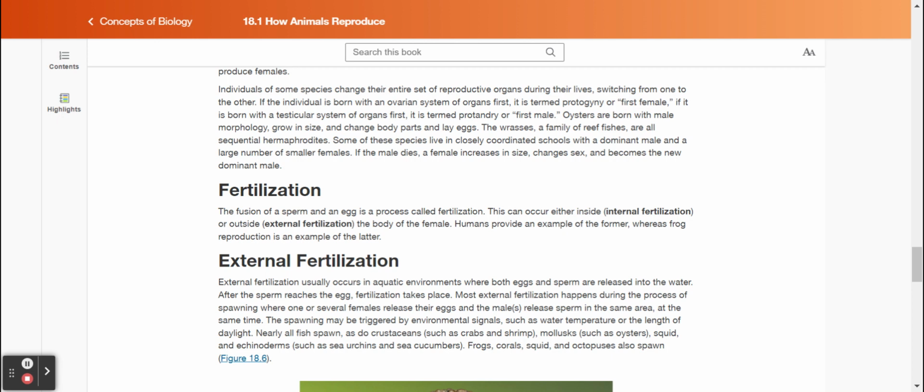Oysters are born with male morphology, grow in size, and change body parts and lay eggs. The wrasses, a family of reef fishes, are all sequential hermaphrodites. Some of these species live in closely coordinated schools with a dominant male and a large number of smaller females. If the male dies, a female increases in size, changes sex, and becomes the new dominant male.